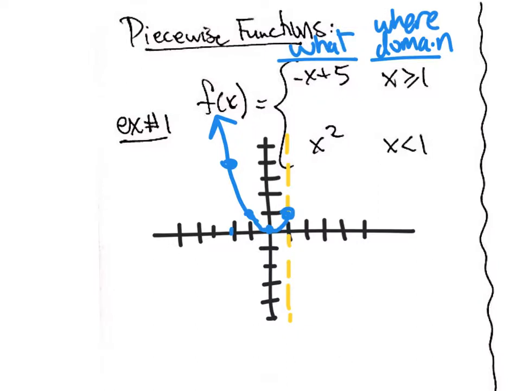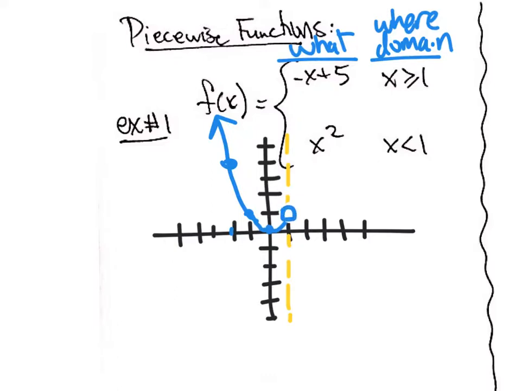And that's because we're only graphing this parabola for values of x that are less than 1. So this right here should be an open circle. Remember the difference between closed and open, number lines, inequalities, that kind of thing. So there's our open circle.